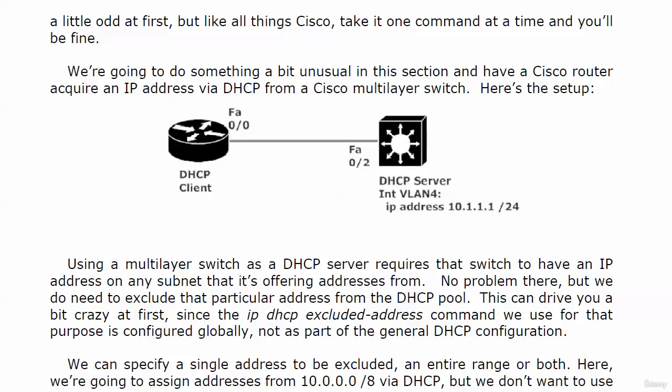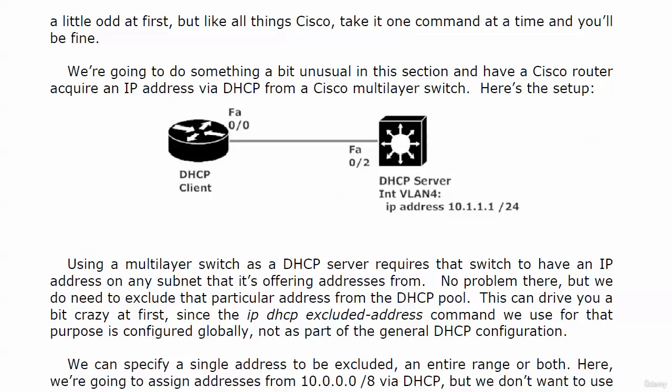Now, the only thing that could drive you a little nuts, and I still fall for this every once in a while myself, because this isn't something you can figure every day. When you exclude addresses from the pool, that is a global command. You are also going to have some DHCP pool commands. After we create the pool, we'll define a DNS server and a default gateway and the network, that kind of thing. But when you're excluding addresses, that is a global command.